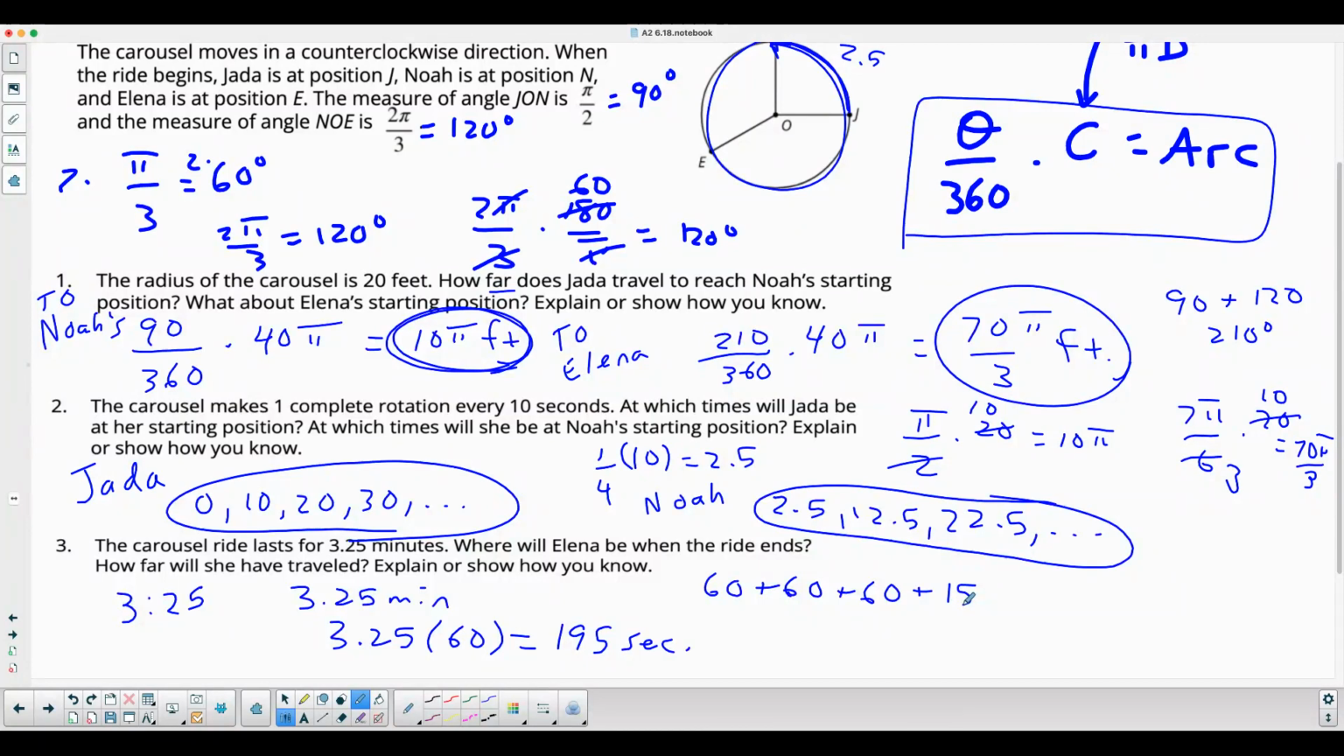So let me go back up here to my picture. I'm going to highlight. So Elena, every 10 seconds she ends up right here. So she's going to go around 19 times basically, and then she'll end right back at E. But then she's got 5 more seconds to go. So she's going to actually end up right clear on the other side, right there. I'll call it E prime, Elena prime. So she will end directly across the circle.